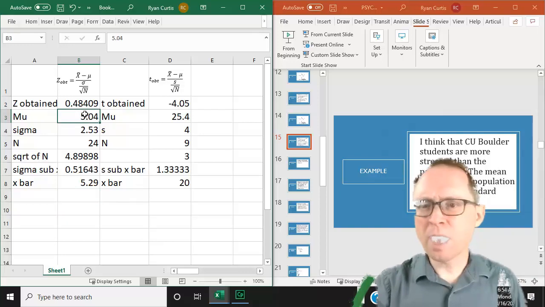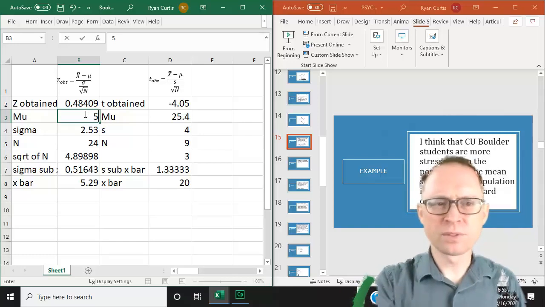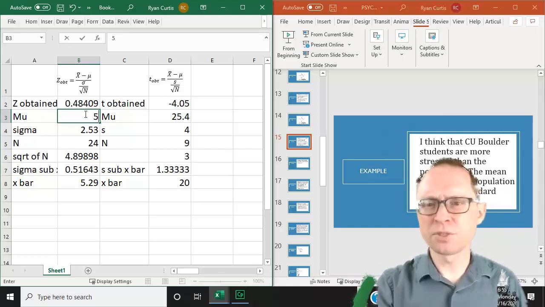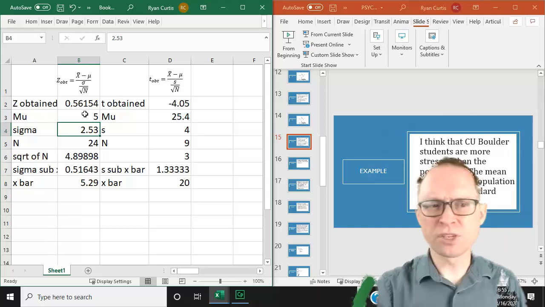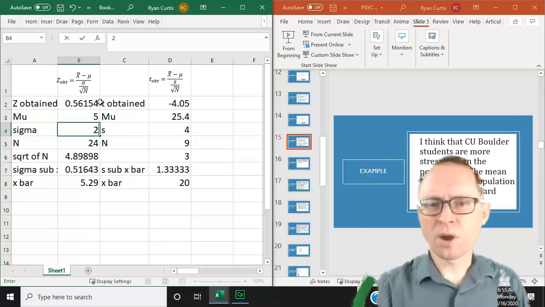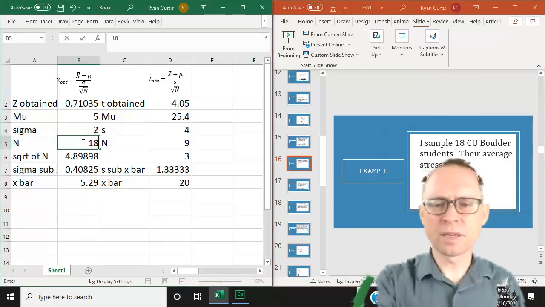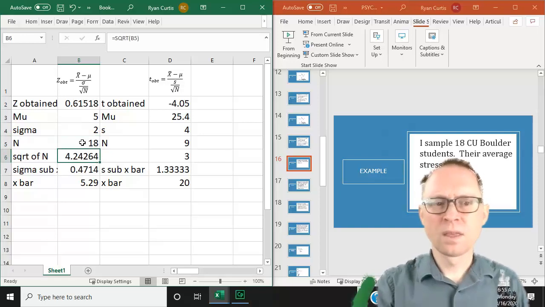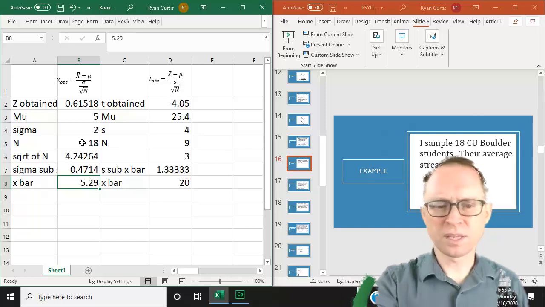So mu is the population's mean. So for this particular example, mu equals 5. Sigma is the population's standard deviation. In this particular example, that is 2. For our example, I sampled 18 CU Boulder students, so N is 18. And their average, X bar, meaning the sample's mean, is 6.